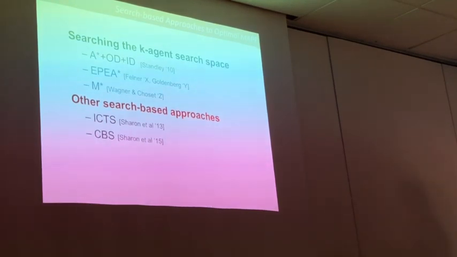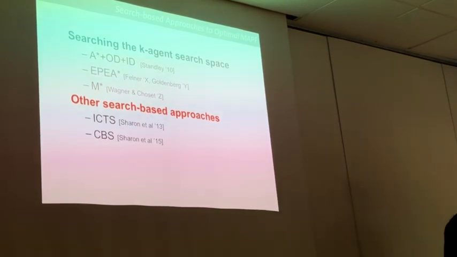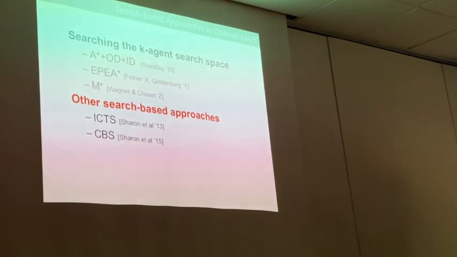And I will go now to the second line of works, where we search not in exactly this K location search space, but in a different search space. Okay, we'll see what happens. So let's start with ICTS. This is like my firstborn child in this world. This is the first algorithm I was involved in multi-pathfinding, and it's still the state of the art in several domains. So let me explain how it works.